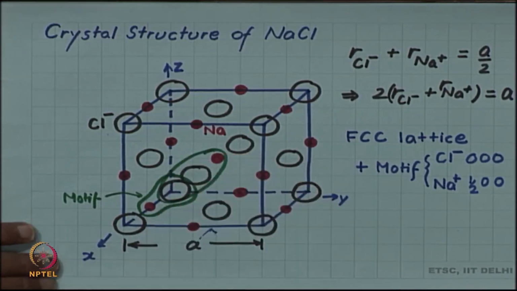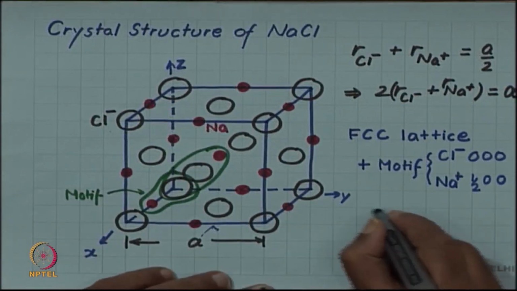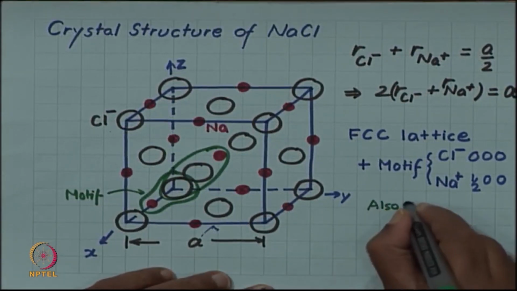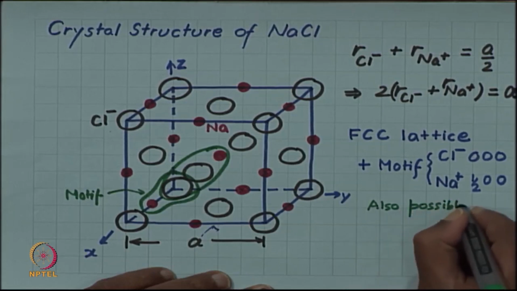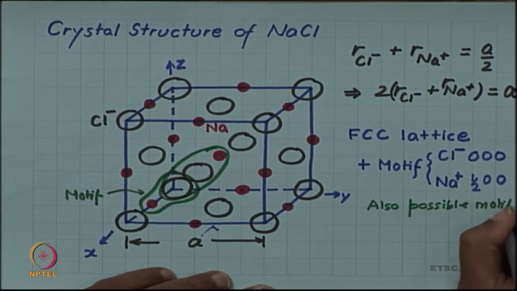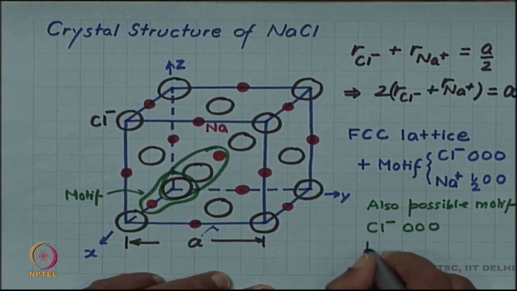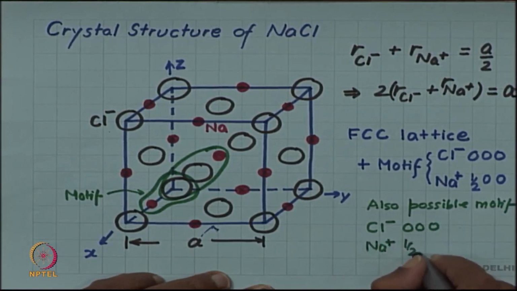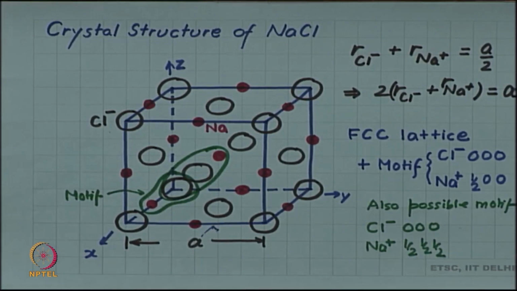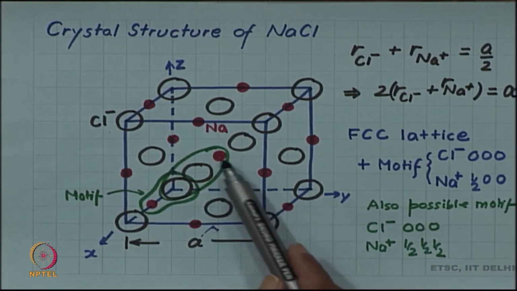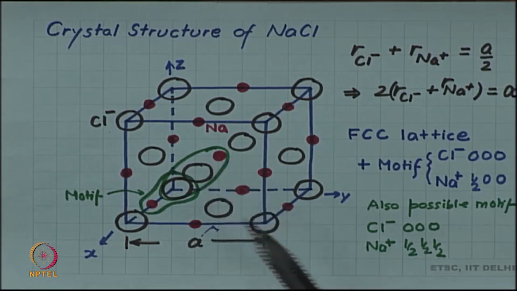So, sometimes some authors feel that it is better to take a motif which is the chloride ion, also possible motif. Another choice of motif is chloride ion at 0 0 0, but sodium ion at half half half. So, although this sodium ion is not nearest to this chloride ion, it has symmetric coordinates with respect to x, y and z. So, in that sense it appears better to select the central atom or the central ion as the part of motif.